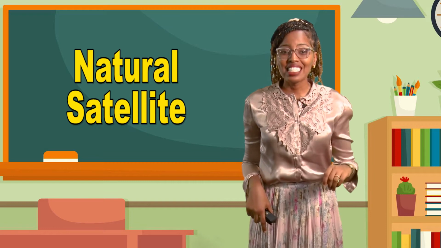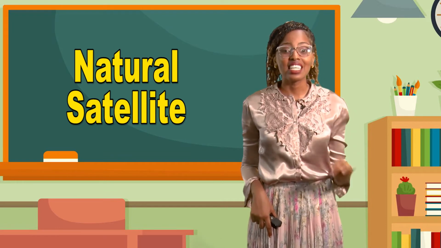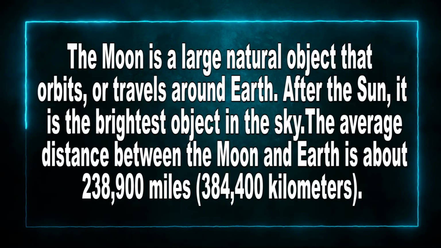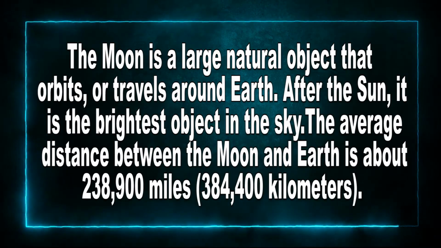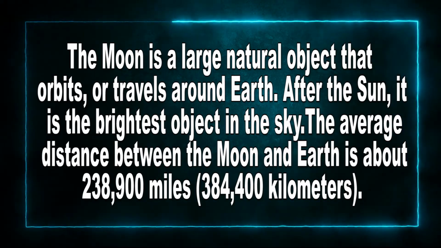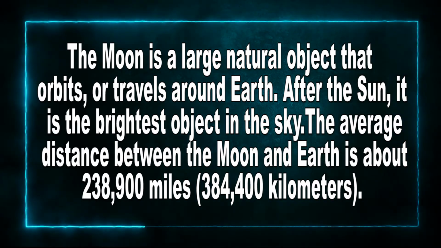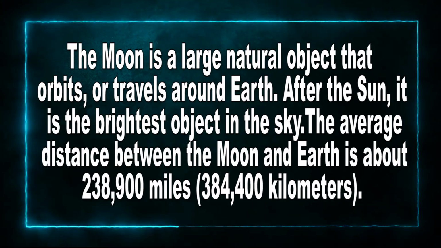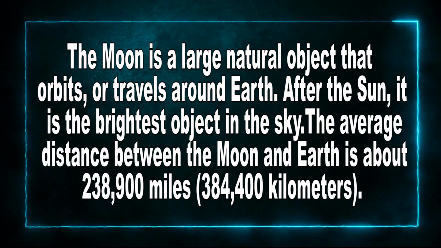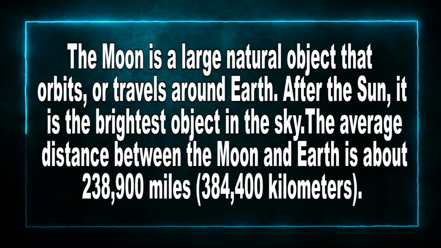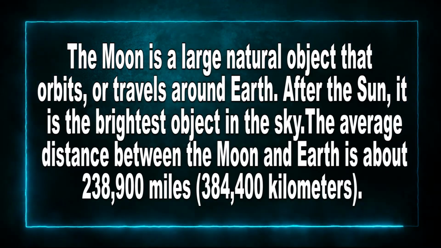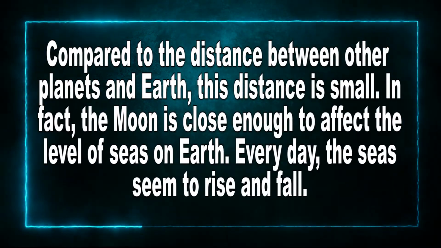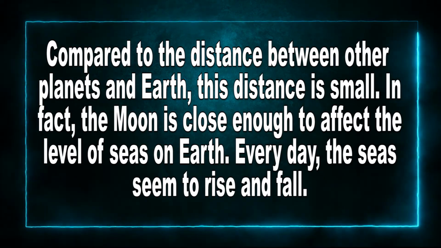Now let's move on to discuss natural satellites. And to do this, we're going to look at our moon. The moon is a large natural object that orbits or travels around the Earth. After the sun, it is the brightest object in the sky. The average distance between the moon and Earth is about 233,900 miles. Compared to the distance between other planets and Earth, this distance is small.